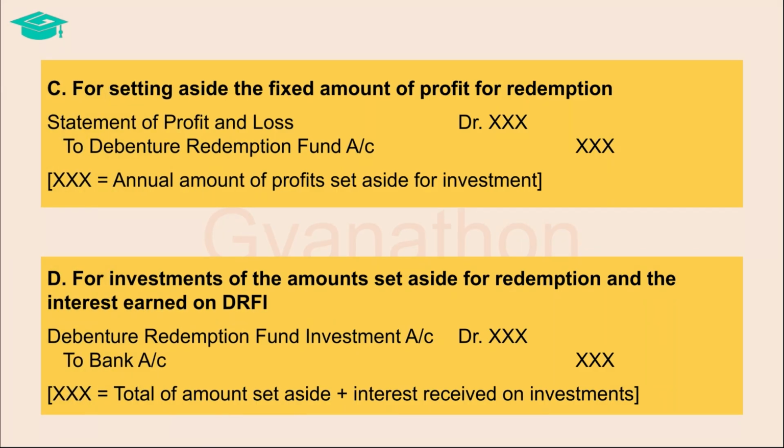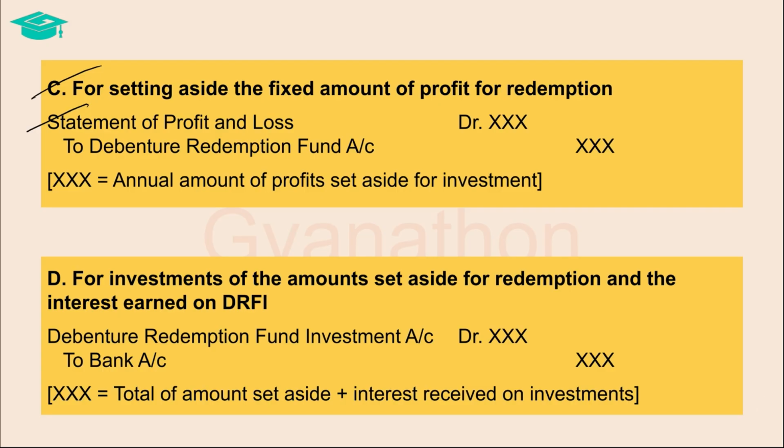Once the interest has been received and transferred to the debenture redemption fund account, then next the ascertained amount of profit which the company sets aside for the purposes of redemption has to be set aside. This is done in the same way how it is done since the first year. Since the amount is taken out of profits, the statement of profit and loss is debited with the ascertained amount that has to be set aside.